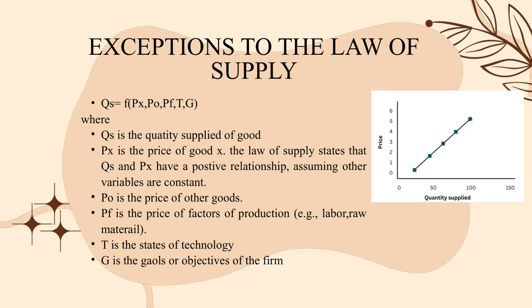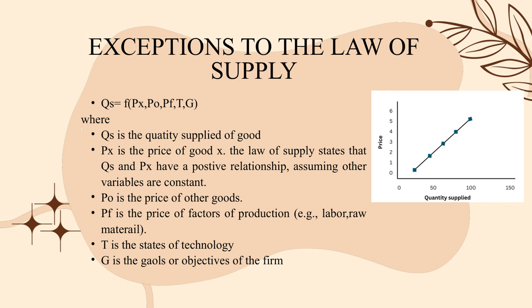Now let's take a closer look at the exceptions to the law of supply. The formula here, QS equals a function of several variables, captures the key factors that influence how much of a good suppliers are willing to produce. QS, of course, is the quantity supplied, and PX is the price of the good itself. The law of supply generally states that as PX increases, QS also increases, assuming all other factors stay constant. But in reality, other variables can cause deviations from this relationship.